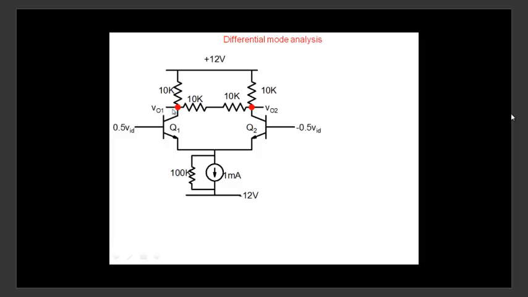0.5 VID here will try to make this voltage... There's a phase shift of 180, so it will try to make this voltage negative. And minus 0.5 VID, there's again a phase shift, it will try to make it positive. Both equal amounts. Negative here and positive here, equal amounts.